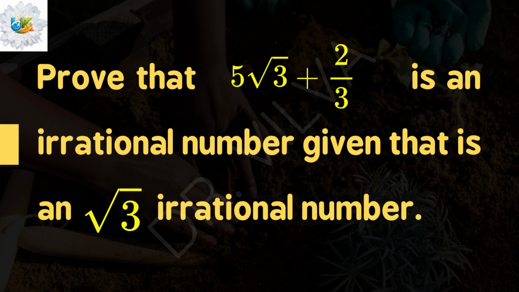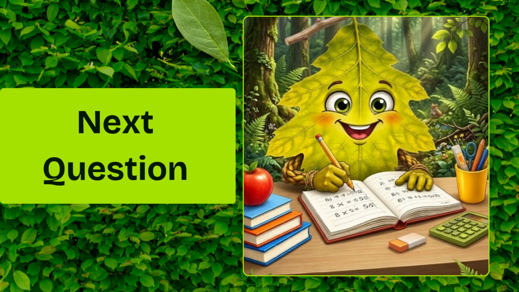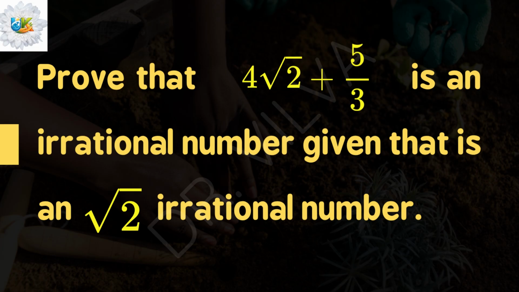Our next question is also a similar one. Prove that 4 square root 2 plus 5 by 3 is an irrational number.